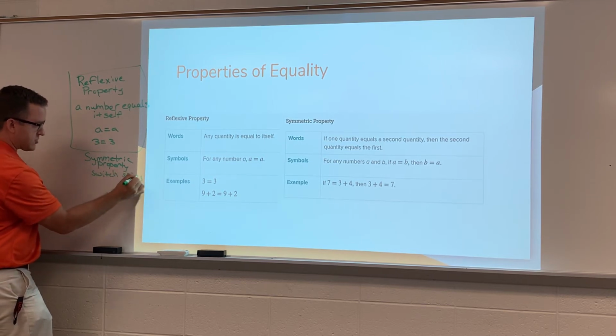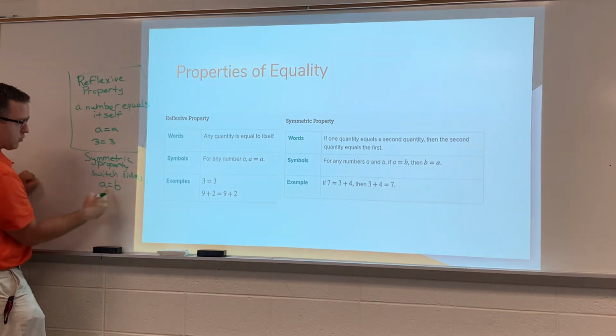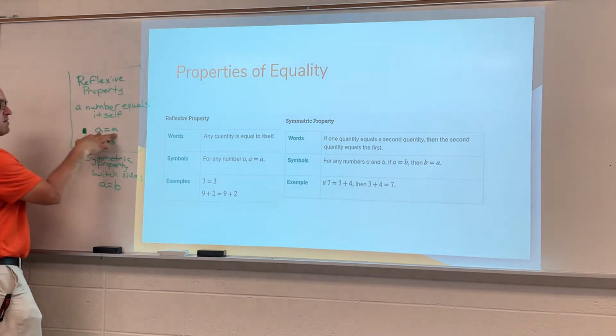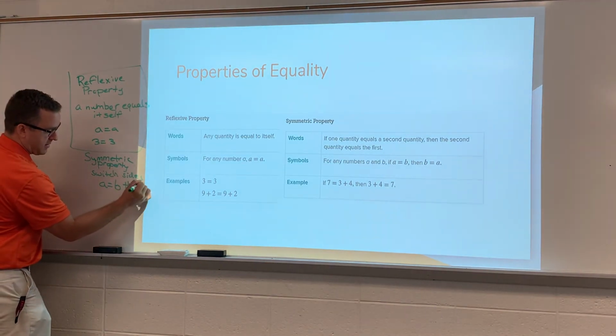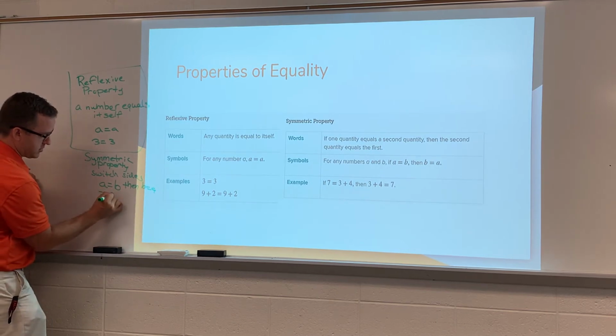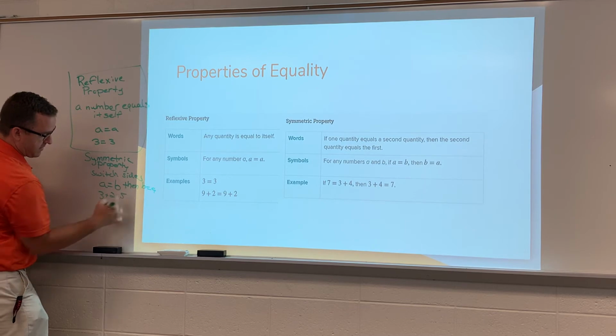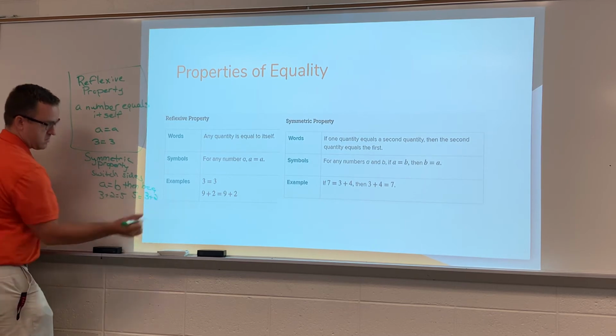And I'm just going to write switch sides. So if I have A equals B, remember these are different, not up here with reflexive, A equals A. If A equals B, then B equals A. Or 3 plus 2 equals 5. You could switch them and say 5 equals 3 plus 2.